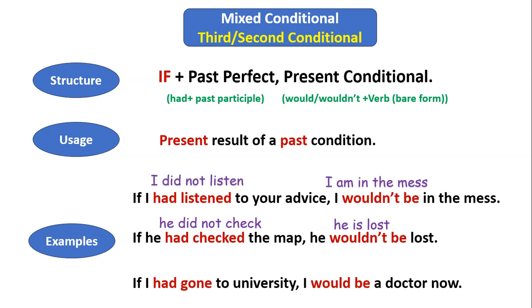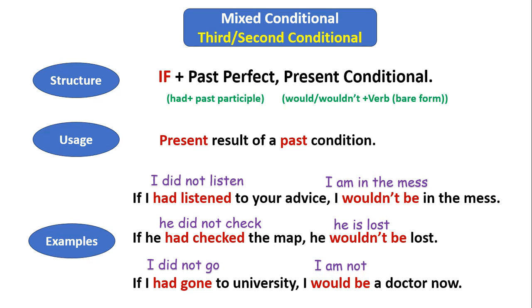Last one, if I had gone to university, I would be a doctor now. What does this mean? It simply means that I did not go to university in the past. I'm talking about the past now. The other part, if I'm saying I would be a doctor, what does it mean? It means I'm not a doctor now. لو كنت رحت الجامعة in the past, I would be a doctor now.